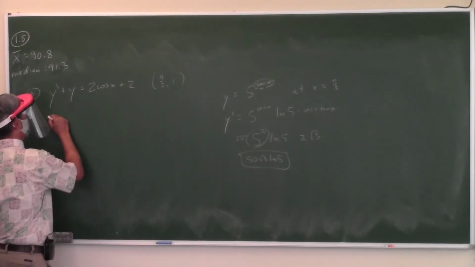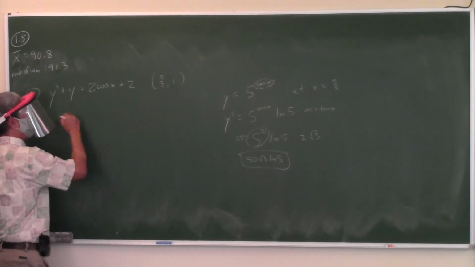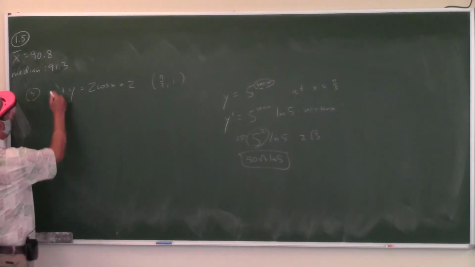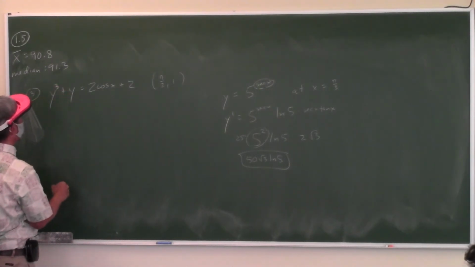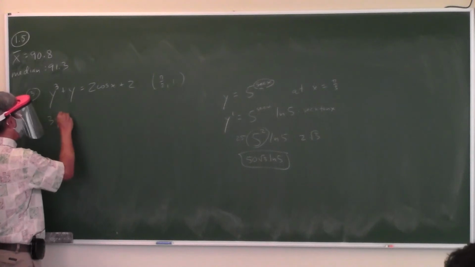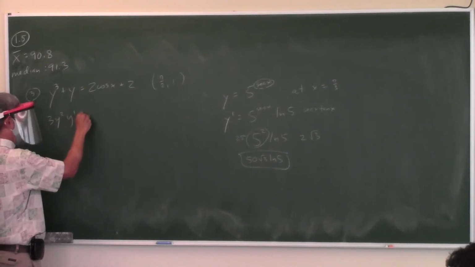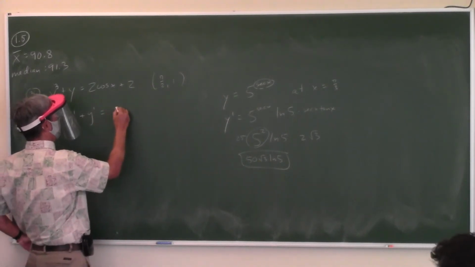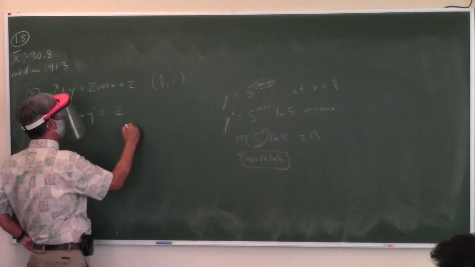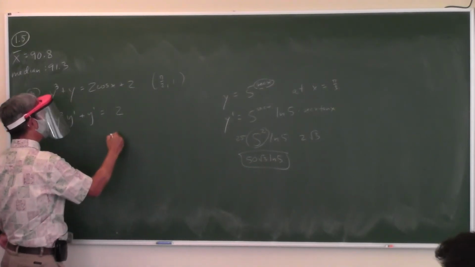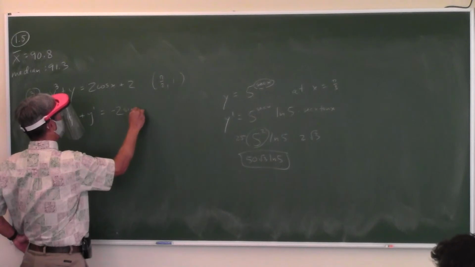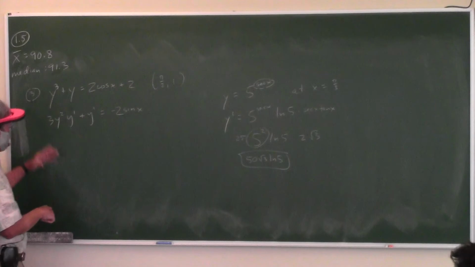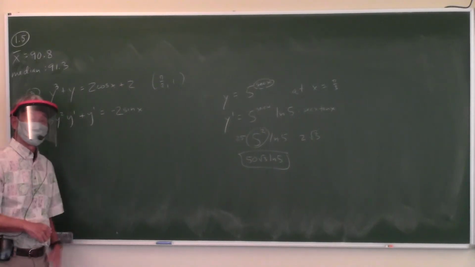3y squared times y prime plus y prime equals negative sine x plus 0. Okay, correct. There you go, see? 5 for 5 on the derivatives.